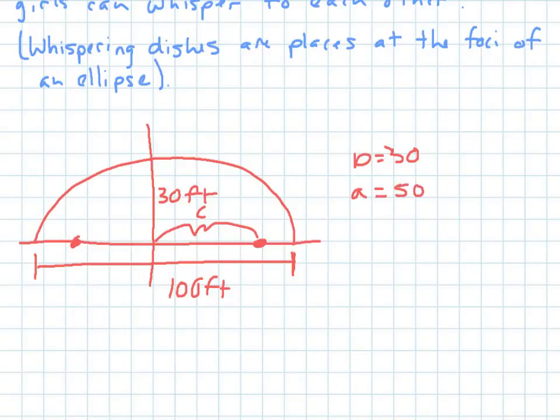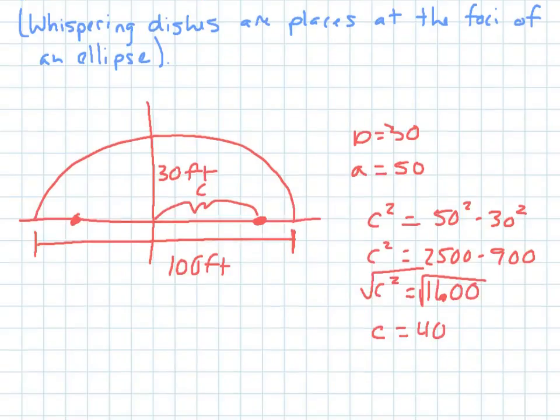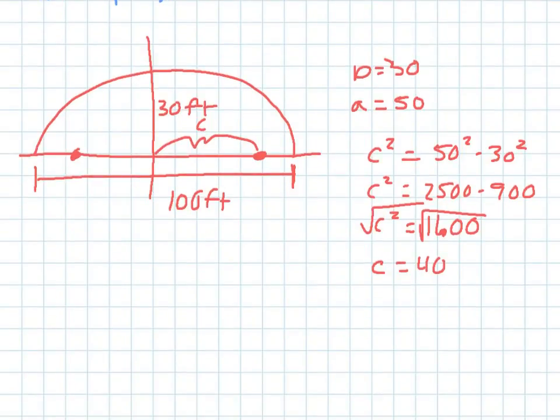So now I can use that to help me find my C by using my Pythagorean theorem. So 50 squared minus 30 squared, then subtracting them gets you 1600, and then the square root gets me 40. Okay, so that means that the distance from the center to the foci, or the whispering dishes, is going to be 40 feet. Okay.